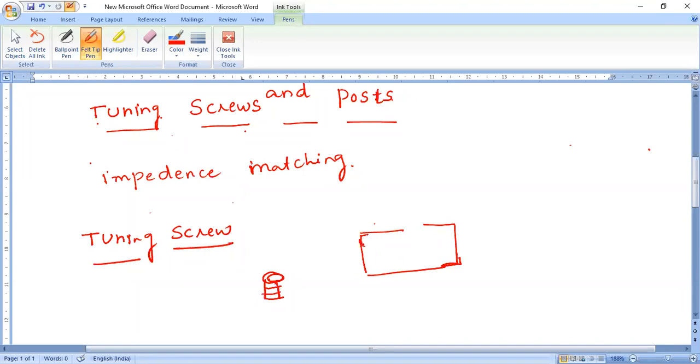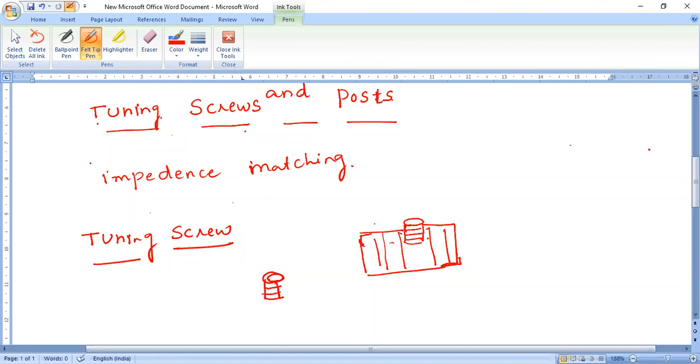It's a waveguide. If I take the waveguide, this is the screw. The screw, or the metallic threaded rod, is inserted into the waveguide either from the top or from the bottom, parallel to the electric field lines. Remember this point, parallel to the electric field lines.